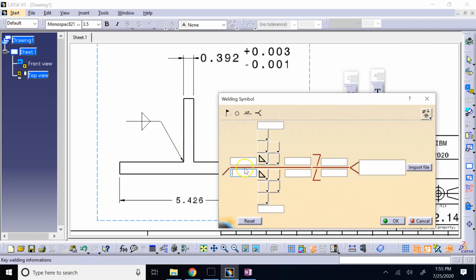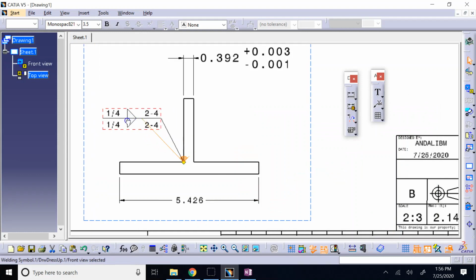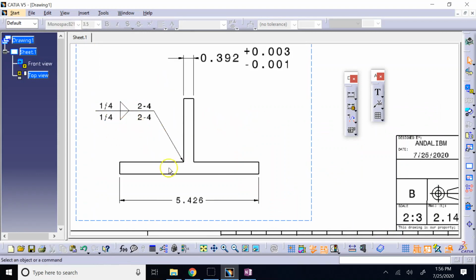And then you provide here behind them the thickness of the weld. 1/4 inch is the side of each part of this triangle. And then I want 2-4 on both sides. Okay. So when the guy sees this, they know that they have to do a fillet weld on both sides, and these are the length and the spacing between the welds.